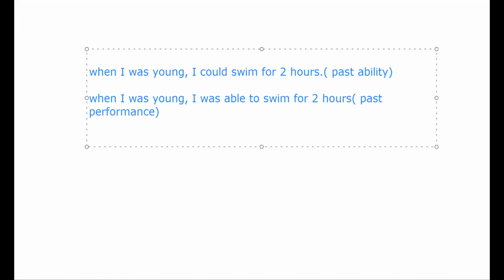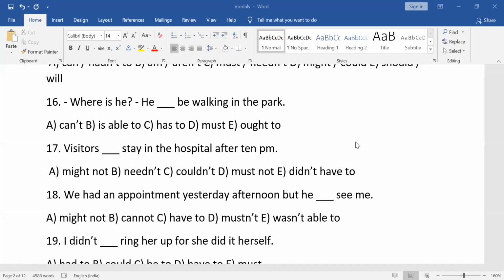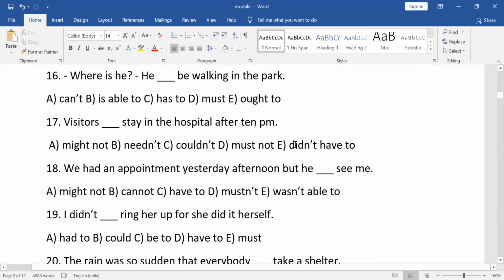Okay, good. Fine. Which one are we doing? We had an appointment yesterday afternoon, but he wasn't able to see me. I was talking about the actual performance here. So this is the way we practice. I'll send you this, guys. You have to practice with answers. This is one area you're going to be tested. Fine. Then I will move to the next topic.